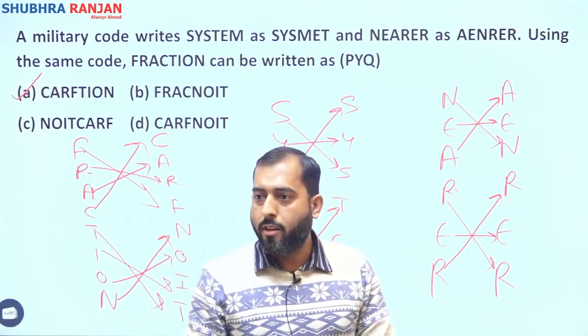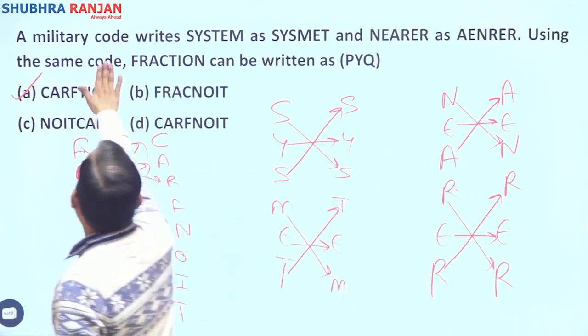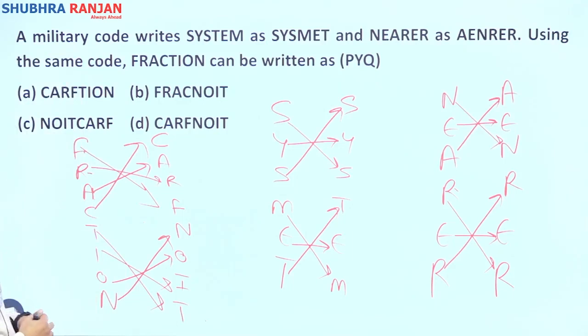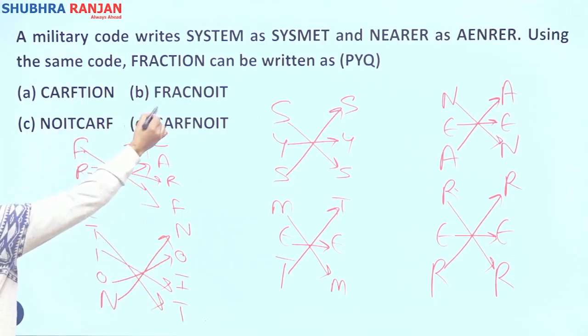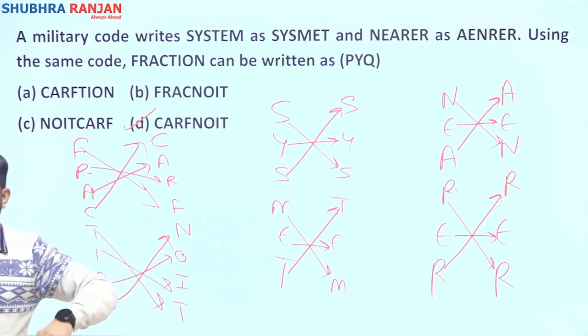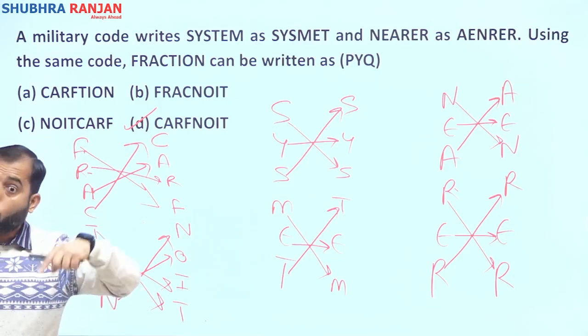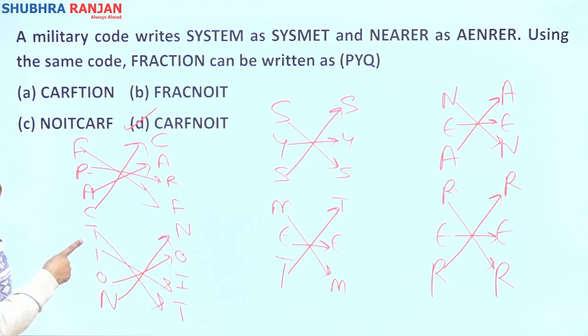Any problem? Oh, sorry. C-A-R-F-N-O-I-T, C-A-R-F-N-O-I-T, yeah, option D is the right choice. Clear? Okay. Right? So the funda that we have to keep in our mind is, we have to find out the pattern that the examiner is using. Okay?